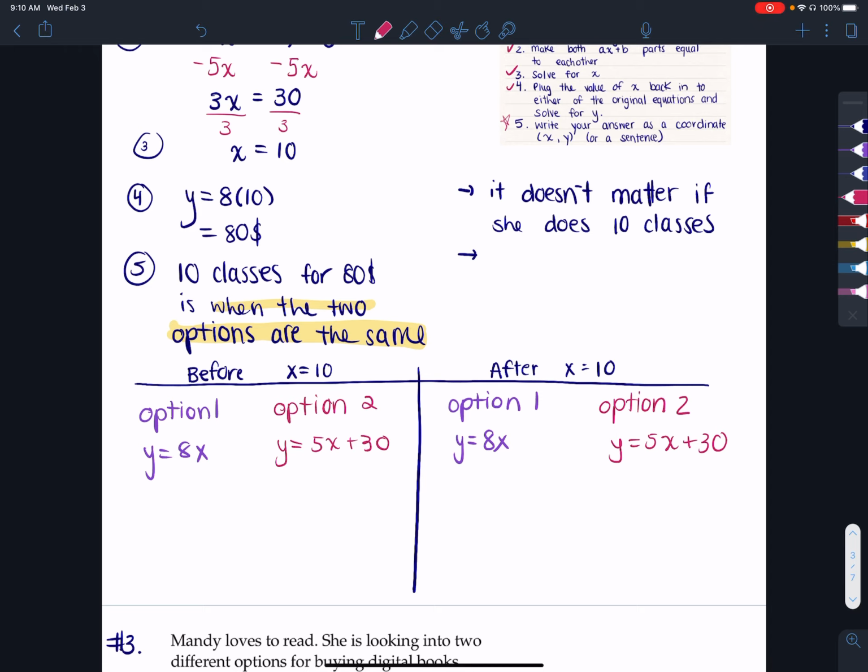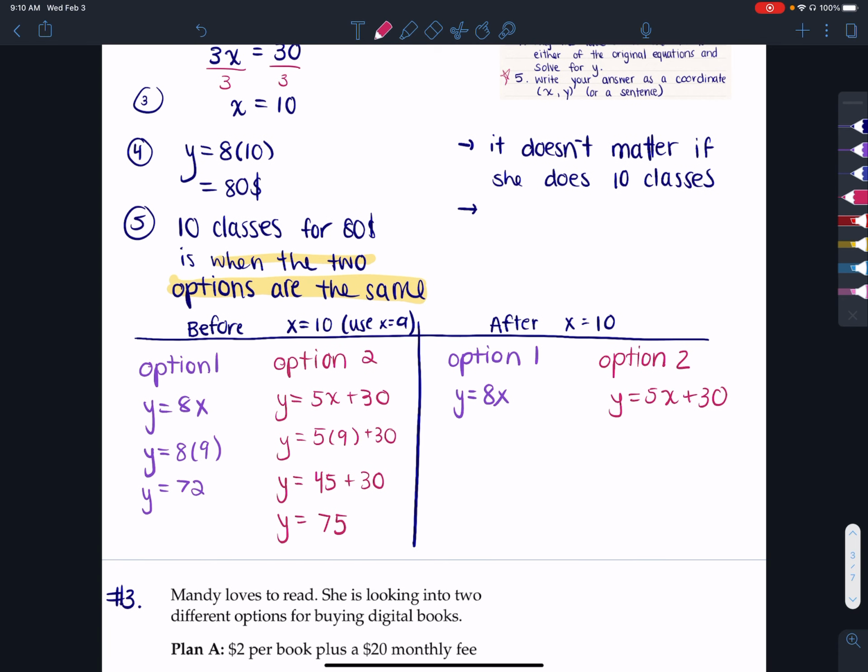So in this case, for before 10, we want to use a number for x that's less than 10. So I'm just going to use x equals 9. Here I'm going to plug in 9 and see what happens. 8 times 9, y equals 72. Same thing for option 2, putting in 9. I know this seems long, but when you do it a few times, it goes by really fast because you can just put all of this into a calculator. So 45 plus 30, we've got 75.